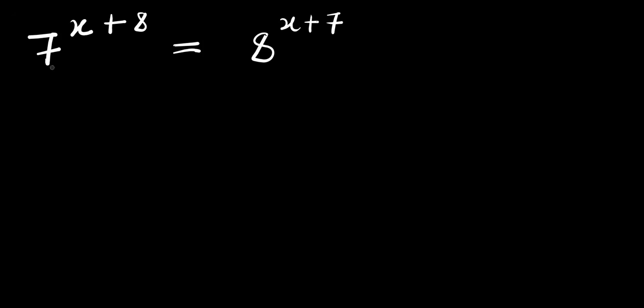Solve for x in this equation: 7 power x plus 8 equals 8 power x plus 7. So we start by using this identity: a power m plus n equals a power m times a power n.